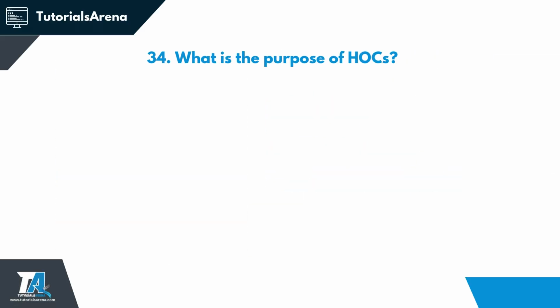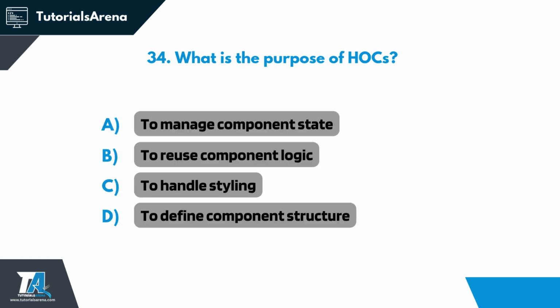Question 34. What is the purpose of HOCs? The options are option A, to manage component state, option B, to reuse component logic, option C, to handle styling, option D, to define component structure. The correct answer is option B, to reuse component logic. Moving on to the next question.